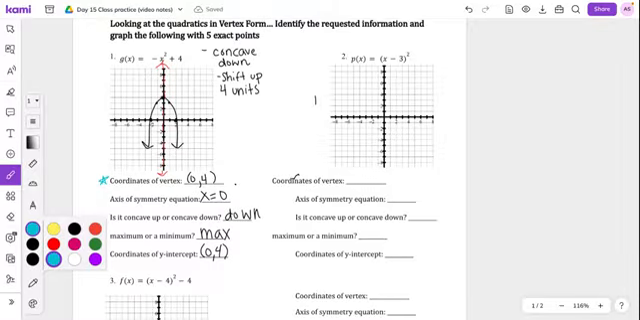Okay, so go ahead and make sure you have everything written down. Make sure you have 5 plotted points. Make sure you have arrows. And then we can go ahead and take a look at number 2.